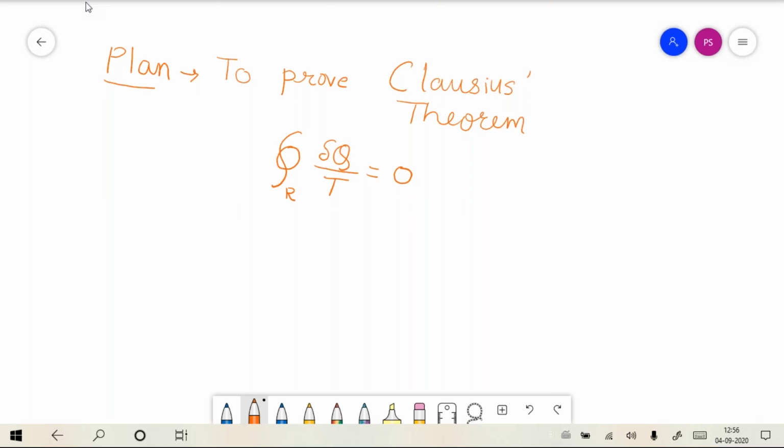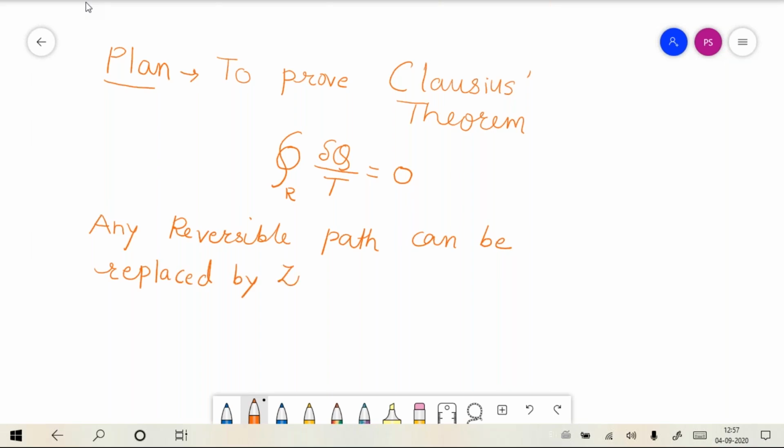As you have seen in the videos, we would be using two steps for this proof. First, we would be proving that any reversible process, I'm not talking about a cycle, please note, any reversible process or reversible path, can be replaced by a set of three processes, which would give us some sort of a zigzag path, a zigzag path comprising of three processes.